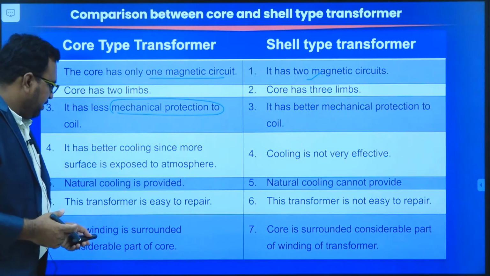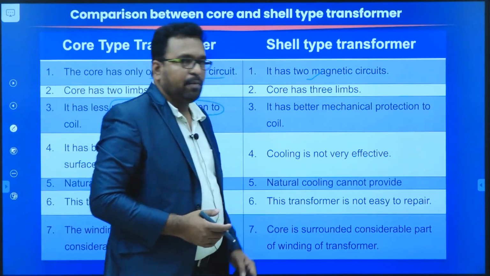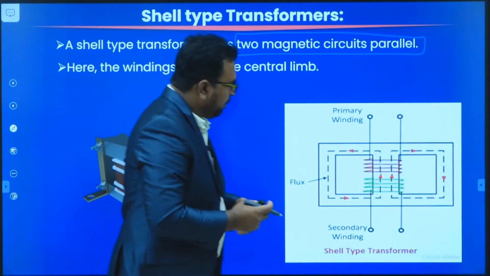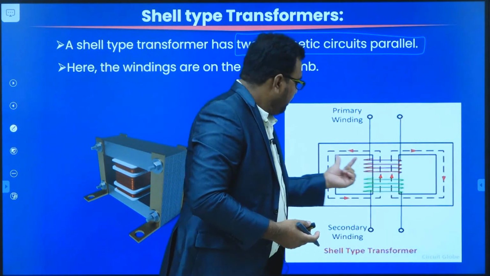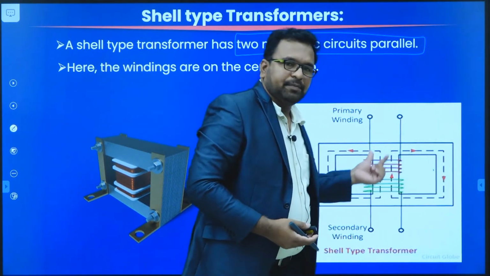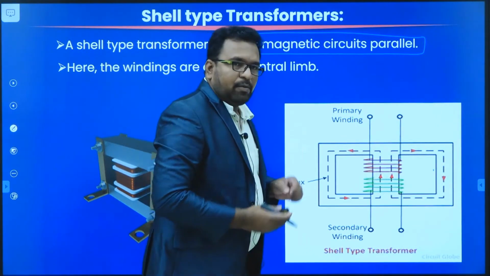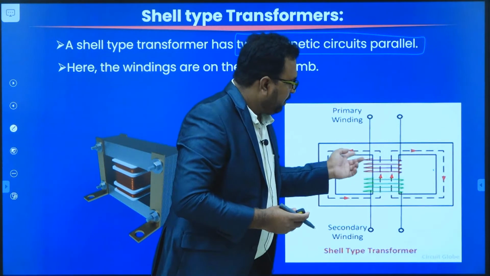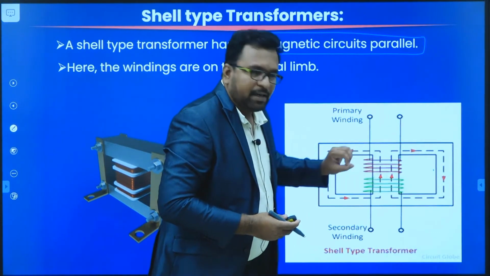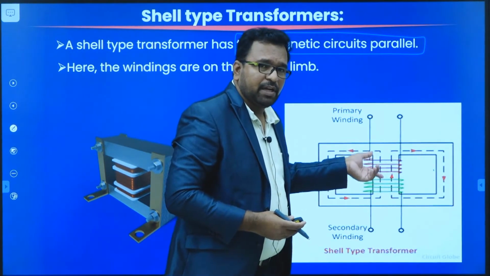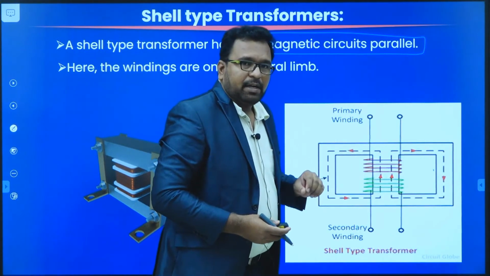In the core type, the winding surrounds a considerable part of the core, but in the shell type, the core surrounds a considerable part of the winding. See here, in a shell type transformer, the winding is wound around the central limb. Surrounding the winding we have two limbs. That means the winding will have proper mechanical strength. But what about the cooling? Whenever current flows through the winding, the coil gets heated up. Since it is concentrated in the center part of the limb, the coil is not exposed to the atmosphere. That's why in a shell type transformer, the cooling is not effective.